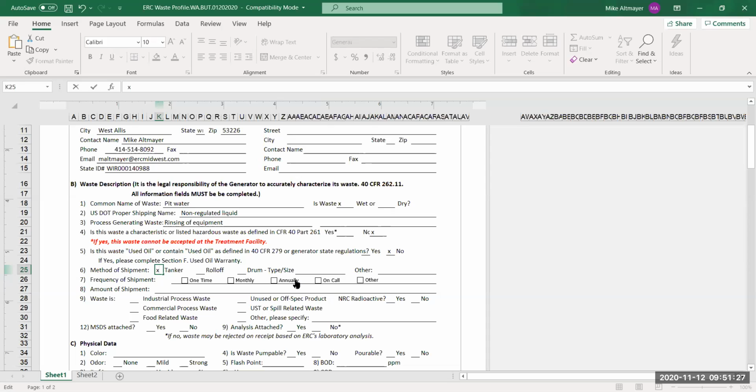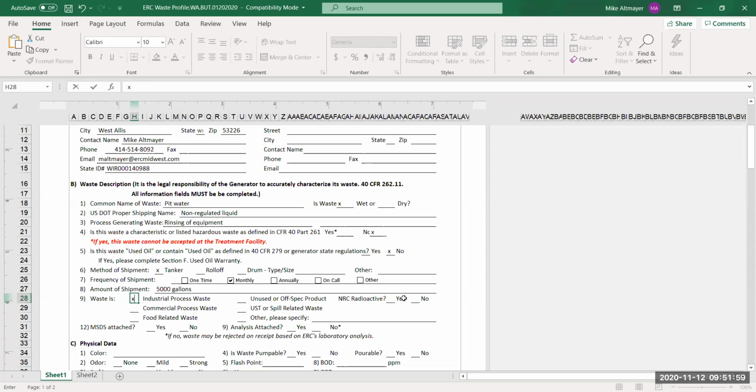If you have non-bulk waste in drums and so on, then you would mark drum, the type and size, 55 gallon, 30 gallon, whatever you have. Frequency of shipment, we'll say this one is monthly. And then the amount of shipment, well, one tanker load would be about 5,000 gallons. You could also express this in pounds, but for liquid, of course, it's just a little bit easier to express it in gallons. Waste is, we'll call industrial process waste.